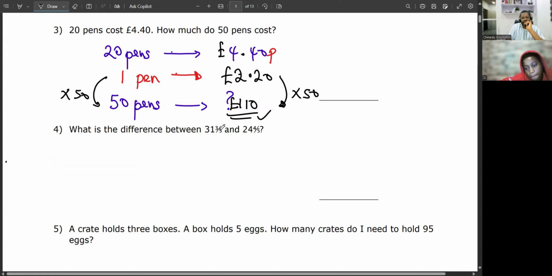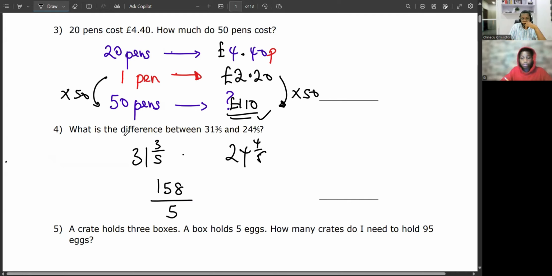Let's do it like this. This is a mixed number, right? Let's write this as an improper fraction, or top-heavy fraction. This is 31 3/5 and this is 24 4/5, right? So how do you write this as a top-heavy fraction? You have to do 31 times 5, which is 155, and add 3 to it: 158. That's 158 divided by 5.